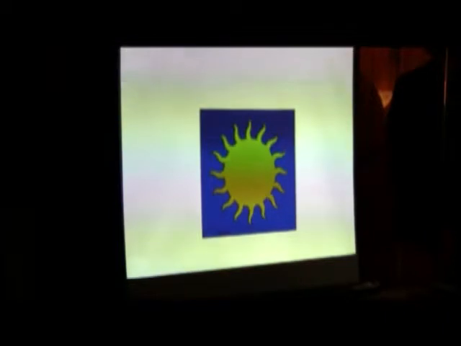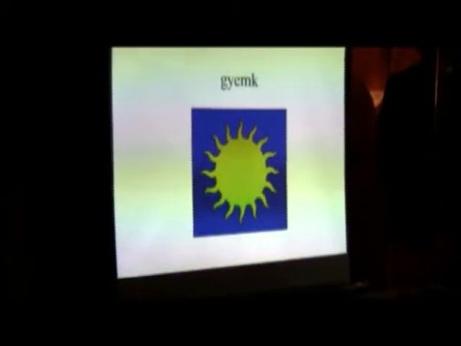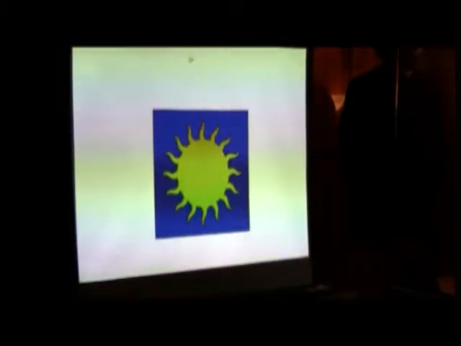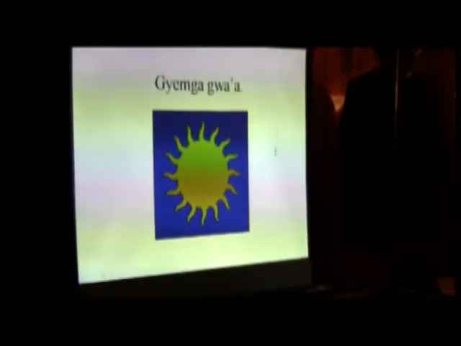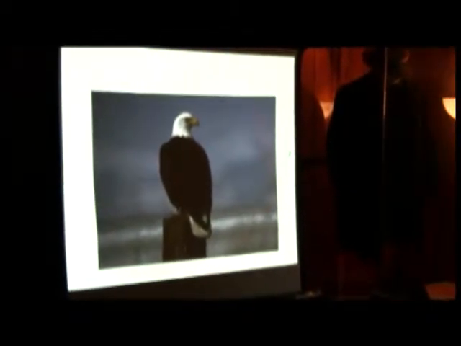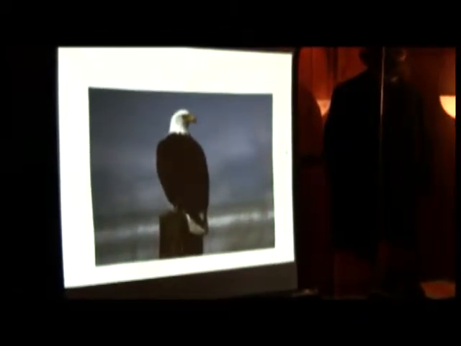Golu, gua. Golu, gua. Gamk. And then it shows you the word, and then it gives you the whole answer. Gamk, gua. This is the sun, okay? Golu, gua. Skeek.